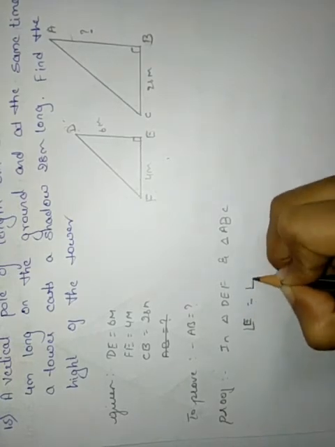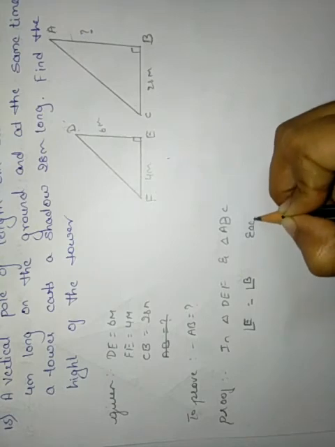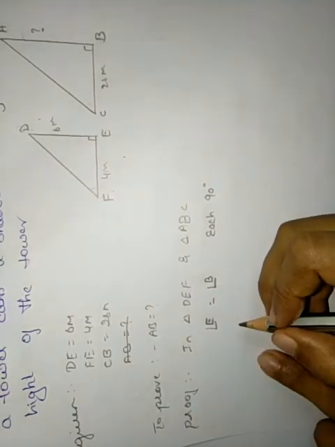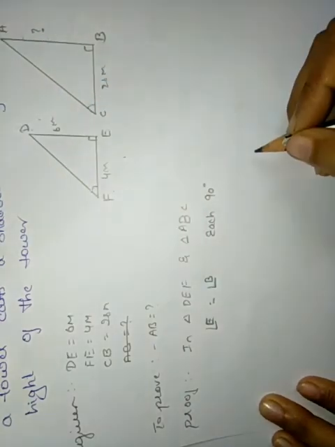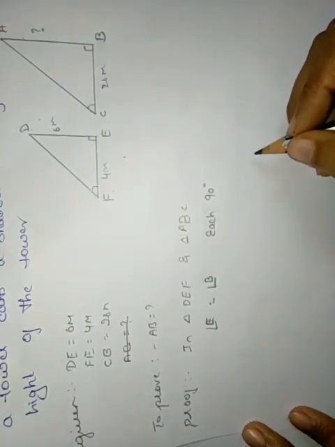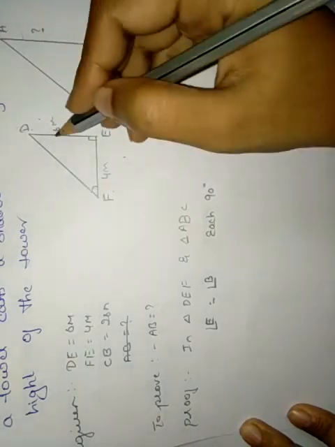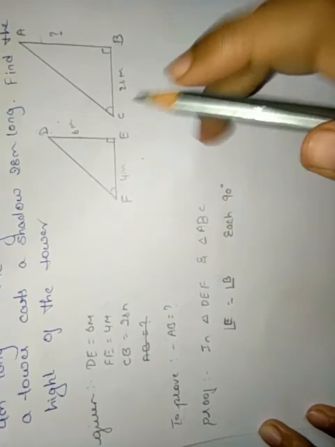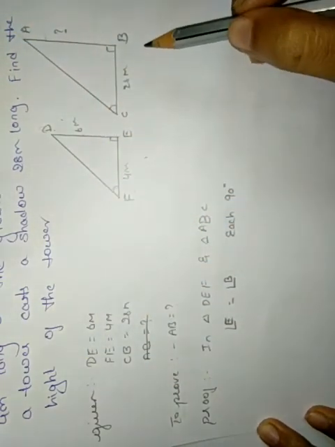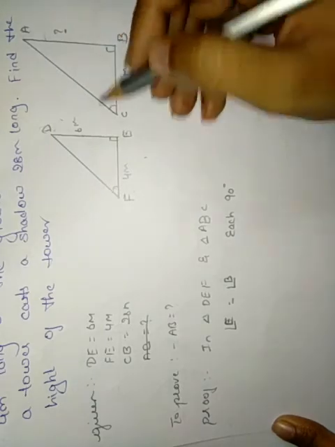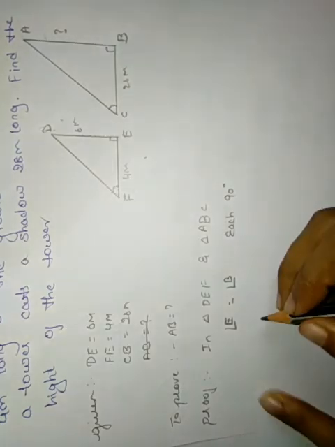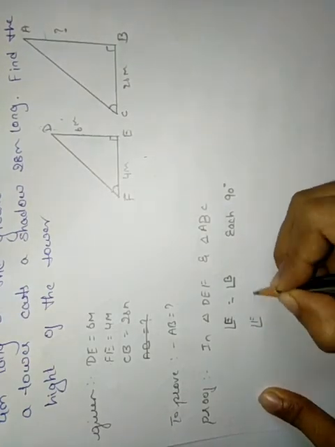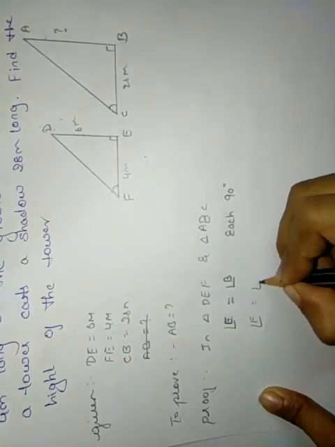Angle E is equal to angle B, each 90 degree. And one more angle, that is angle F is equal to angle C, because the rays of the sun are falling on the tower and the pole at the same time only. Yes, they have given here at the same time. They are casting the shadow at the same time. So we can say that angle F is equal to angle C here. So we'll write here angle F is equal to angle C.